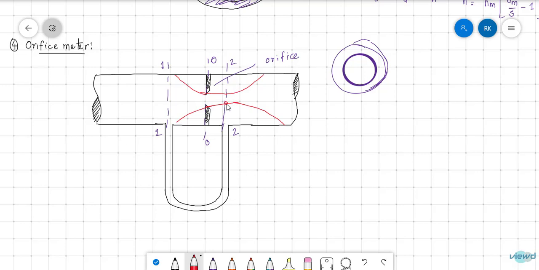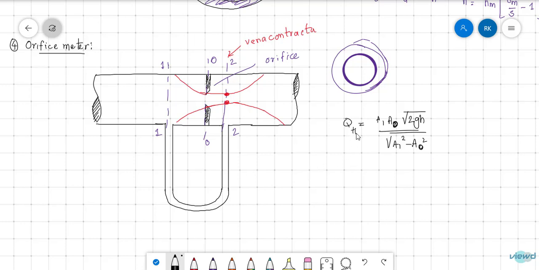So we can see here that the minimum area of flow is at the vena contracta. This section 2, 2 is called the vena contracta. At that section, the area of flow will be minimum. So the formula for measuring discharge in the orifice meter is Q is equal to A1 A2 into under root 2GH divided by under root of A1 square minus A2 square. The same formula can be used, but in the orifice meter, A2 is replaced with A0.